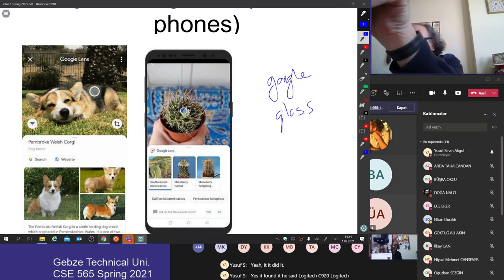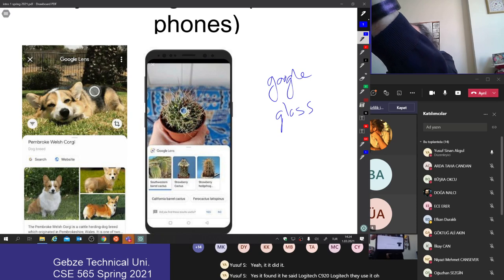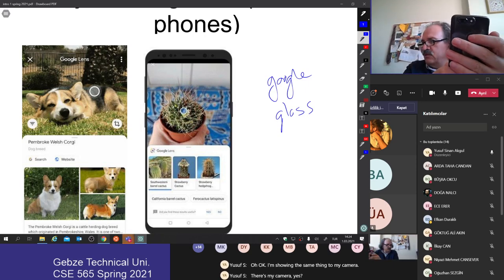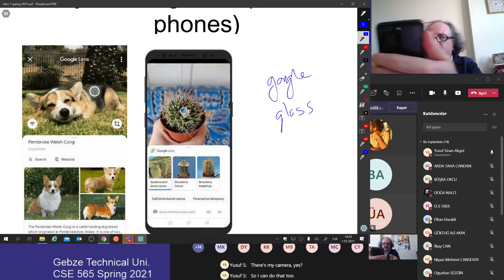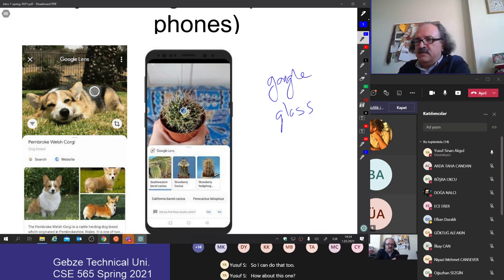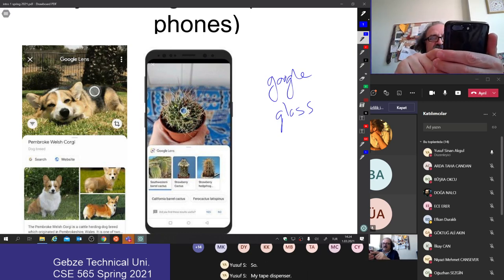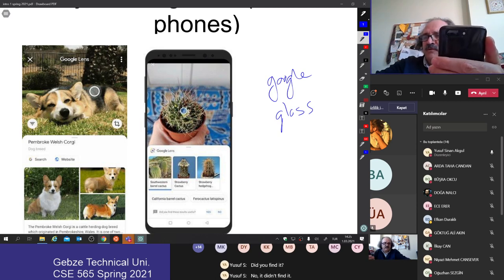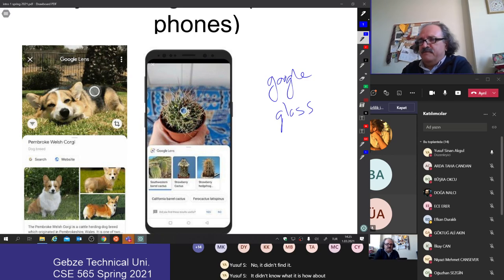Logitech. Did you see it? Oh, okay. I am showing the same thing to my camera. That's my camera, yes. So I can do that too. How about this one? Just play with it, it's so nice. So, my tape dispenser. Did it find it? No, it didn't find it. It didn't know what it is. How about my stapler? Yeah, stapler is fine.